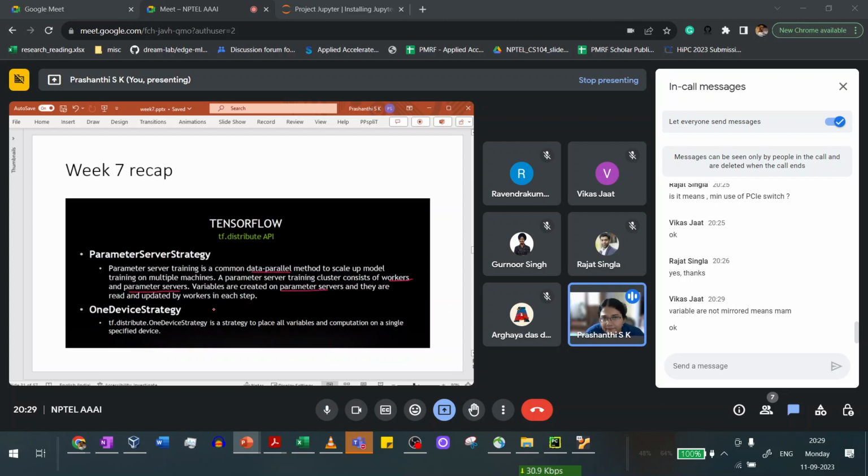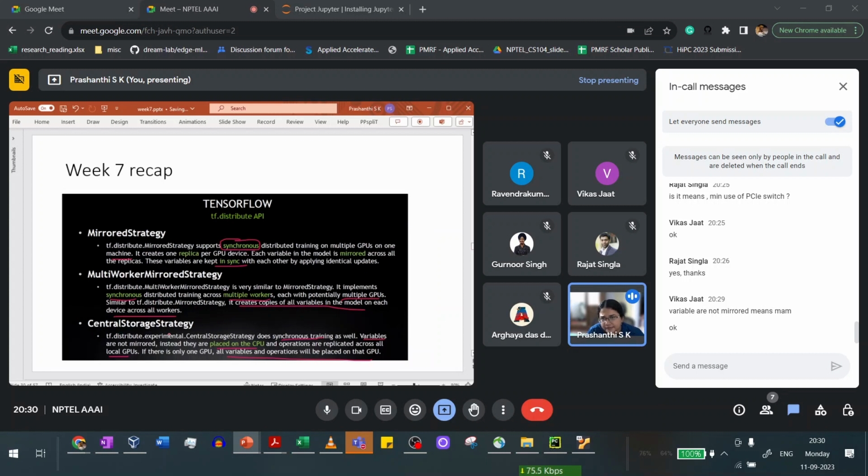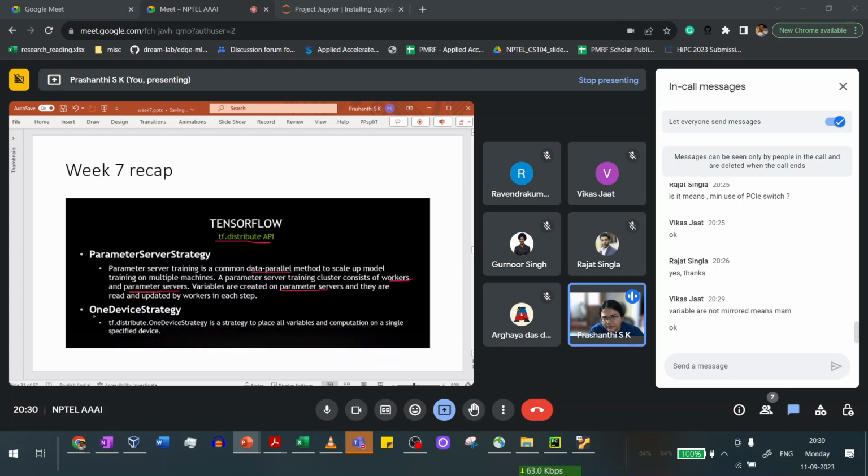Okay, so parameter server. This we already looked at and said that it can be used in asynchronous training. It's interesting that this is not mentioned here, whether it's synchronous or asynchronous. But you can look at it in the context of TensorFlow. It probably uses it for asynchronous data parallel distributed training itself. But you can check that later. Then there is one device strategy where you place all variables and computation on a single specified device. You can think of it as a variant of central storage, except that it gives you further flexibility on which is that single specified device.